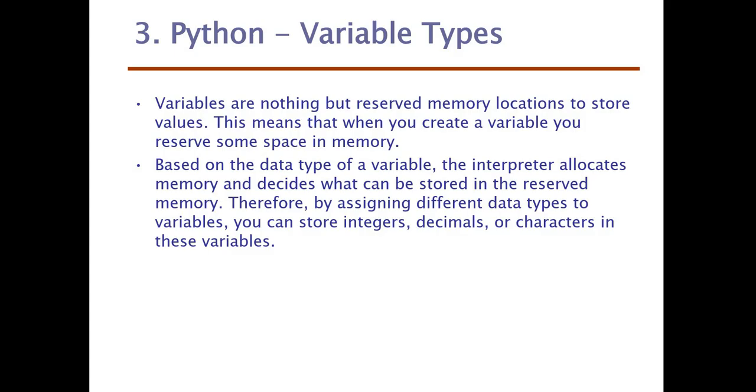So based on the data type of a variable, the interpreter allocates memory and decides what can be stored in the reserved memory. Therefore, by assigning different data types to a particular variable, we can store integer, decimal, or character values in these variables. So actually, this is the actual explanation or description of a variable.